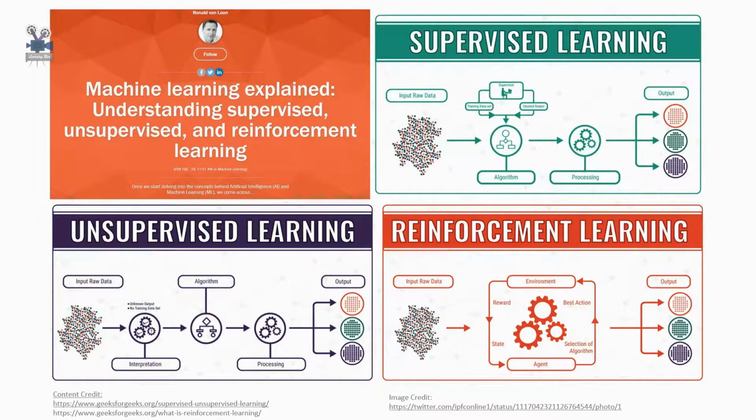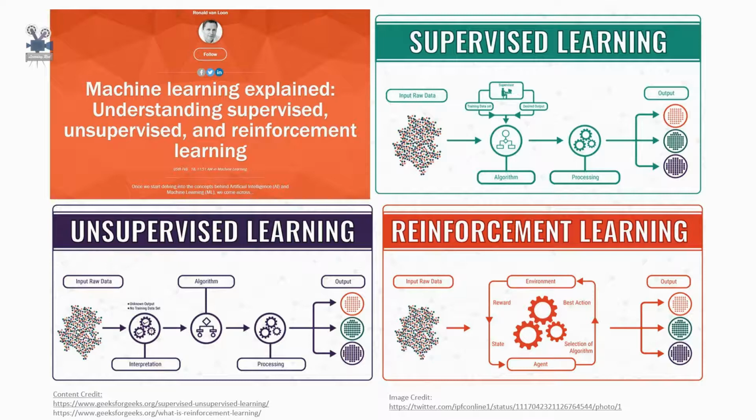Unsupervised learning is classified into two categories of algorithms. Clustering: a clustering problem is where you want to discover the inherent grouping in the data, such as grouping customers by purchasing behavior. And then association: an association rule learning problem is when you want to discover rules that describe large portions of your data, such as people that buy X also tend to buy Y.